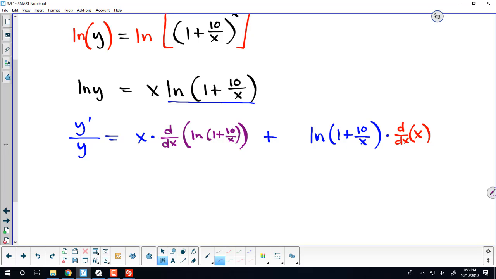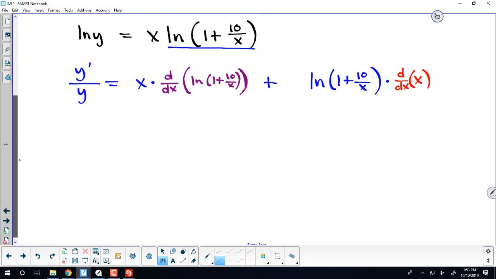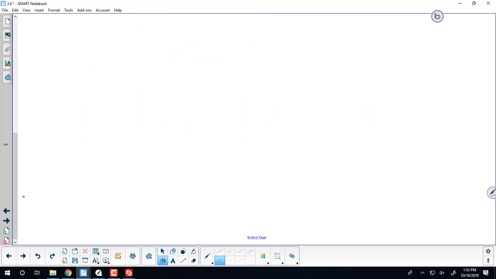Okay. So let's go off to the side so we can compute the derivative of the natural log of 1 plus 10 over x.